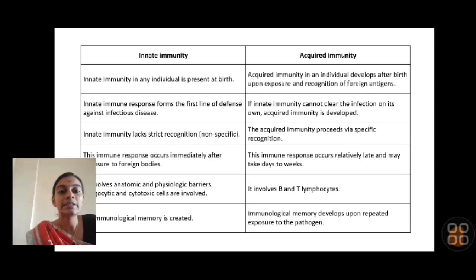Innate immunity involves anatomical and physiological barriers, phagocytosis and cytotoxic cells, whereas acquired immunity involves only B cells and T lymphocytes. Here in innate immunity, no immunological memory is created, whereas immunological memory develops upon repeated exposure to the pathogen in acquired immunity.